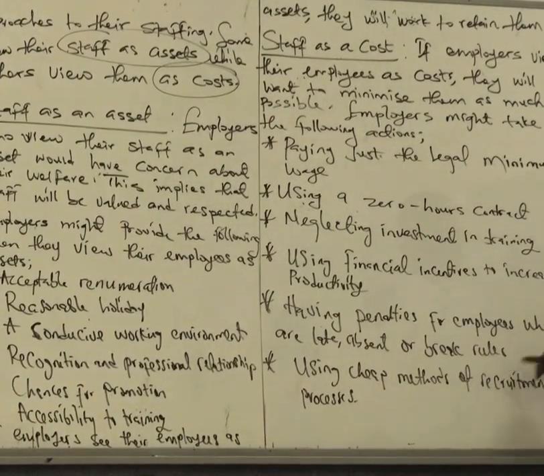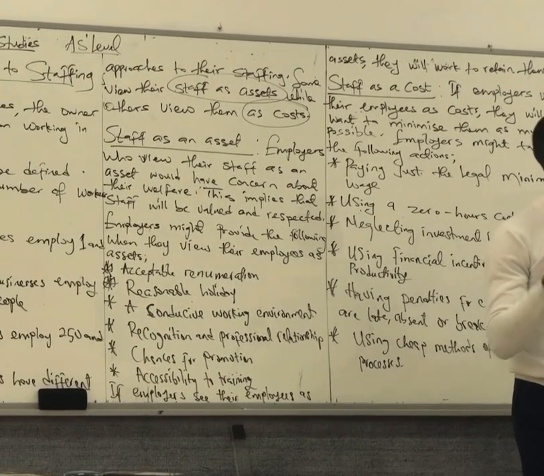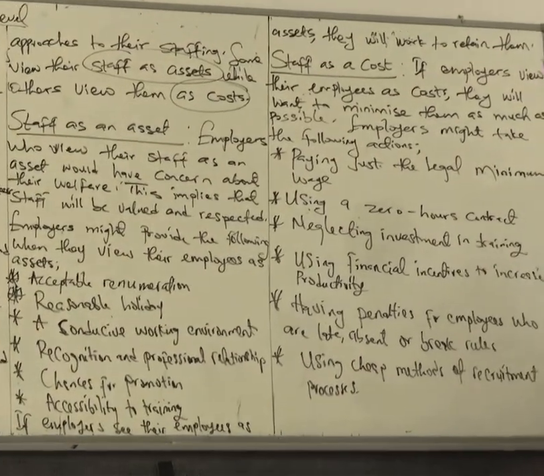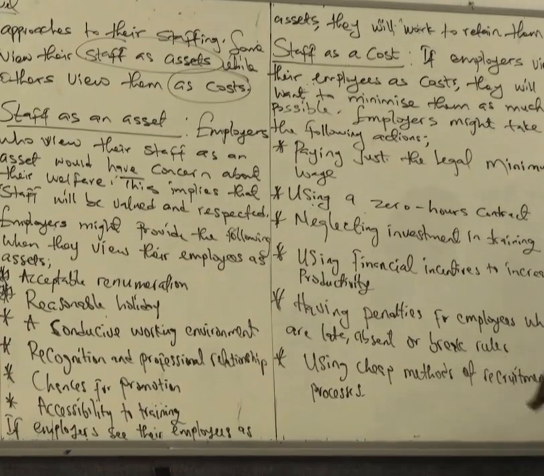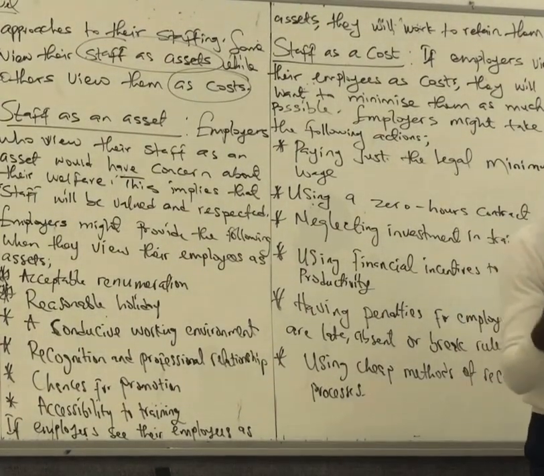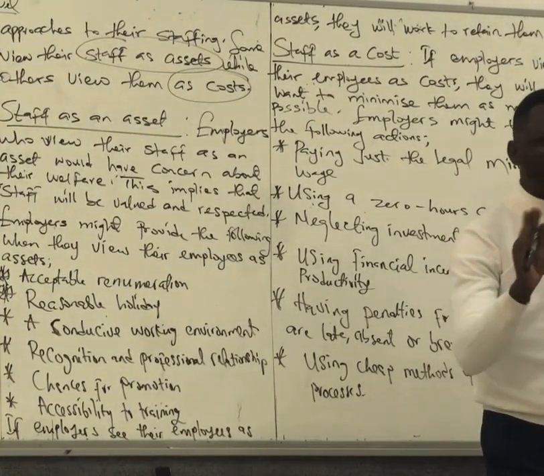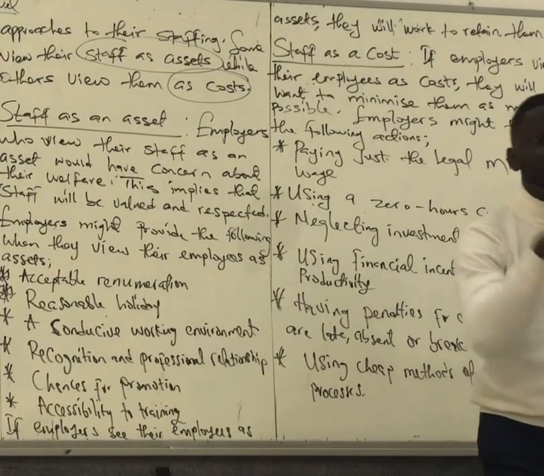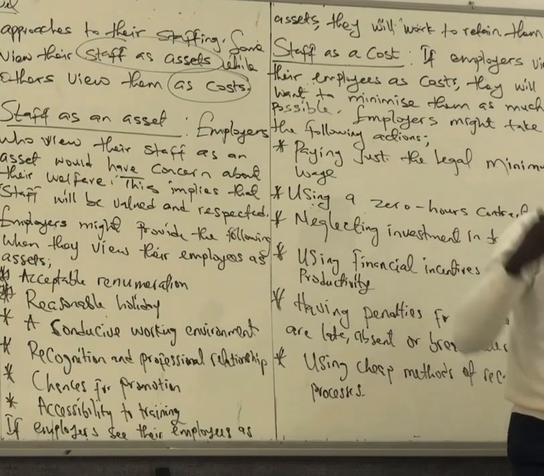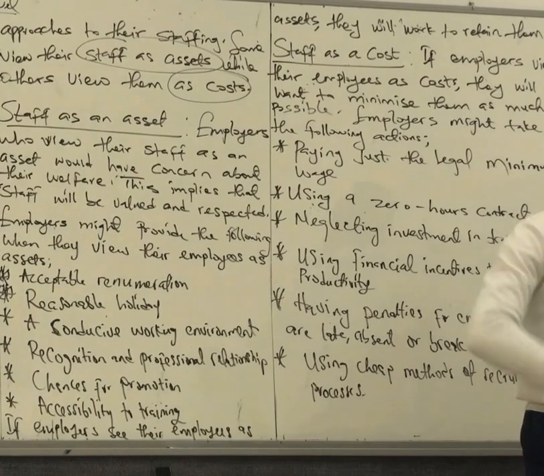5, having penalties for employees who are late, absent, or break rules. Whenever they make any mistake, you want to take away from their salary, because you are seeing them as a cost. Do we get it? And lastly, using cheap methods of recruiting. Instead of going through the normal process of recruiting workers, you just want to find a shortcut to employ workers, because you don't see them as value added to your organization. Whichever workers you have, you take them like that. You don't want to go in deep to employ workers that will be valuable, because you see them as a cost.